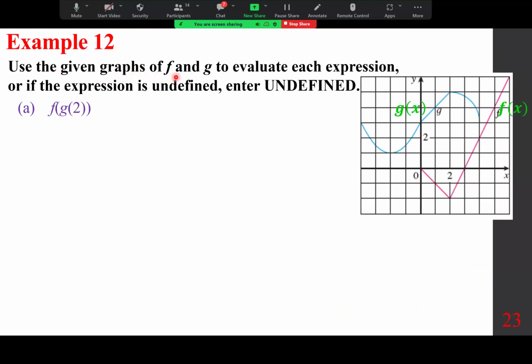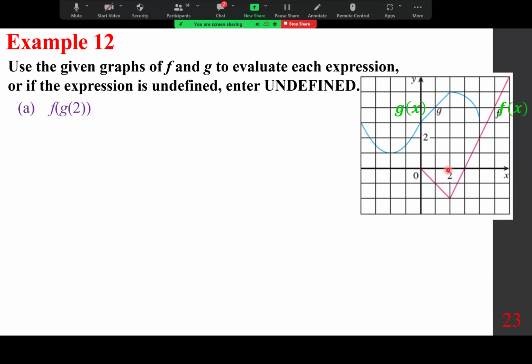Use the given graphs of f and g to evaluate each expression, or if the expression is undefined, enter undefined. The f function, the g function. So we have the red one as the f function, the blue one as the g function. We want f of g of 2, which means we are going to find g of 2 first. So g is the blue one. So you are going to locate 2 along the x-axis.